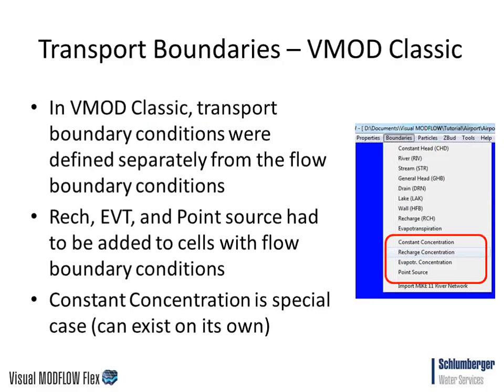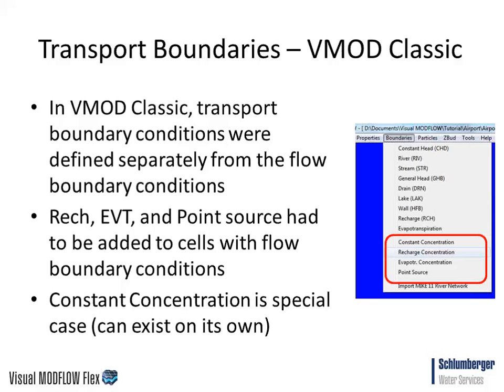A quick remark about transport boundaries or sink sources and how we handle these in VMod Flex over VMod Classic. In Visual MODFLOW Classic, the transport boundary conditions were defined separately from the flow boundary conditions. So you had, for example, a recharge, evapotranspiration, or concentration point source that had to be assigned to existing cells that had flow boundary conditions. And then there was also a constant concentration, which is its own special case. It can exist on its own. It was a bit confusing to carry that approach into VMod Flex.